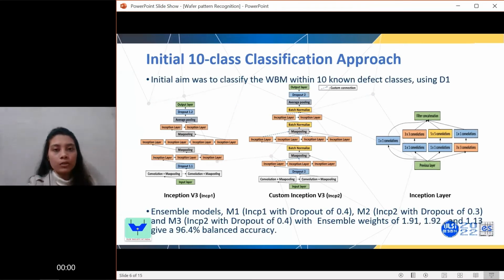Our initial aim was to classify the wafer bin map within 10 non-defect classes using dataset D1. In order to do this, an ensemble of 3 custom CNN models is trained. We used the Inception V3 architecture for model 1 with dropout of 0.4 and an improved custom Inception V3 architecture for models 2 and 3 with dropout of 0.3 and 0.4. Ensemble weights of 1.91, 1.92, and 1.13 are used, which are derived through the grid search method. A balanced accuracy of 96.4% is achieved through this approach.